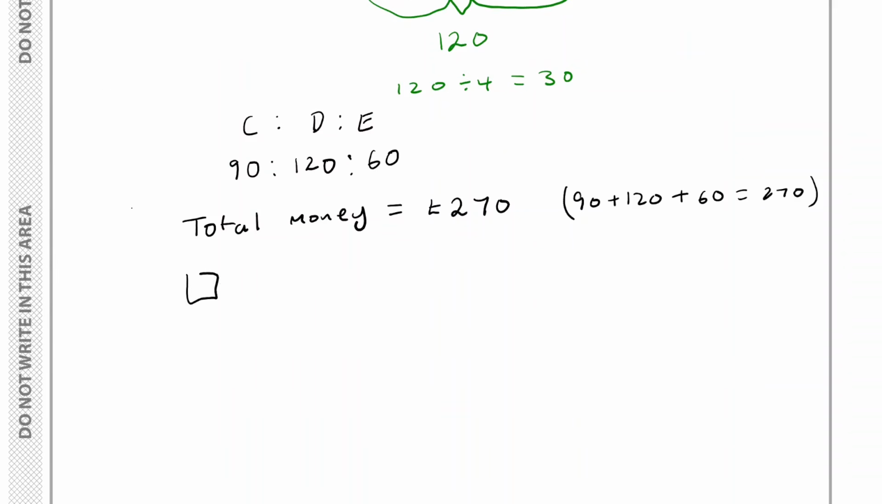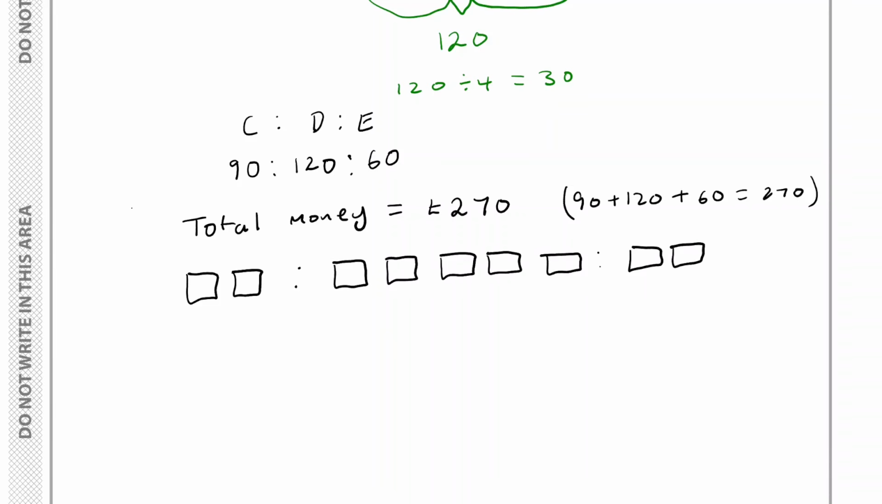So 2 parts to 5 parts to 3 parts. So we know there are 10 parts now. 2 plus 5 plus 3 is 10. 270 divided by 10 is £27. So each part is £27.